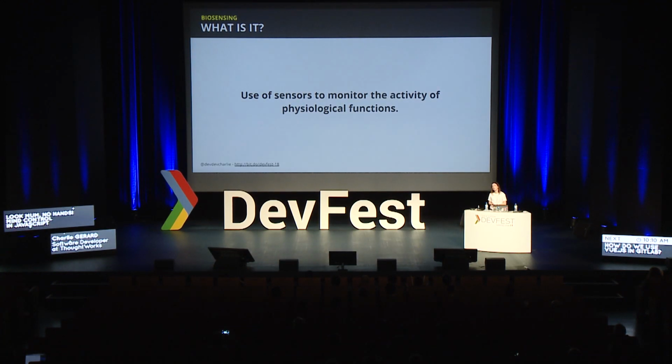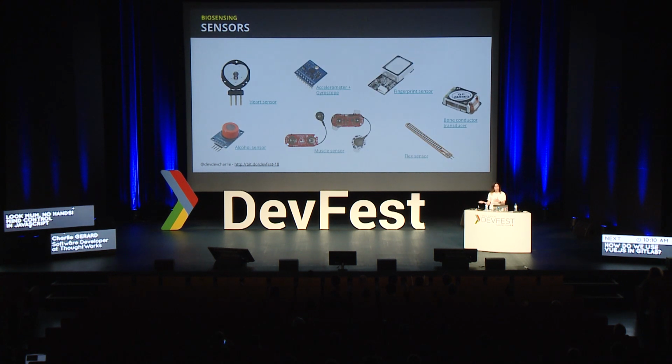So let's start by talking about biosensing. If that word doesn't really make sense to you, it is basically the use of sensors to track the activity of physiological functions. And these sensors can be a lot of different types. So you can buy heart sensors or fingerprint sensors, even alcohol sensors or muscle sensors and things like that. And all of these little sensors, you can actually program for them in a few different languages.